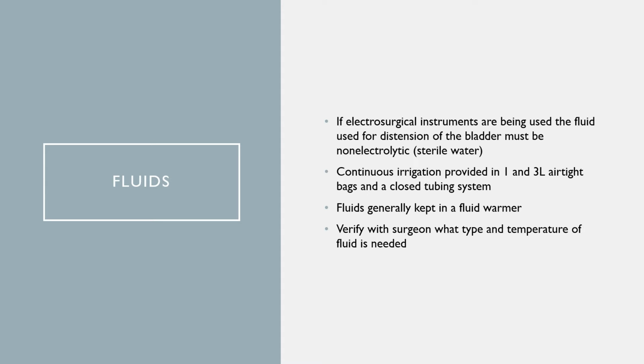Okay, continuous irrigation for these procedures is provided in 1 and 3 liter airtight bags and a closed tubing system. Fluids are generally kept in a fluid warmer, either in or very near that cysto suite. And then we're just going to verify with the surgeon on what type and what temperature of fluid is needed. They may not always want warm fluid, and that usually will be on the preference card, but we do want to make sure we're always verifying with the surgeon what type and temperature is needed.